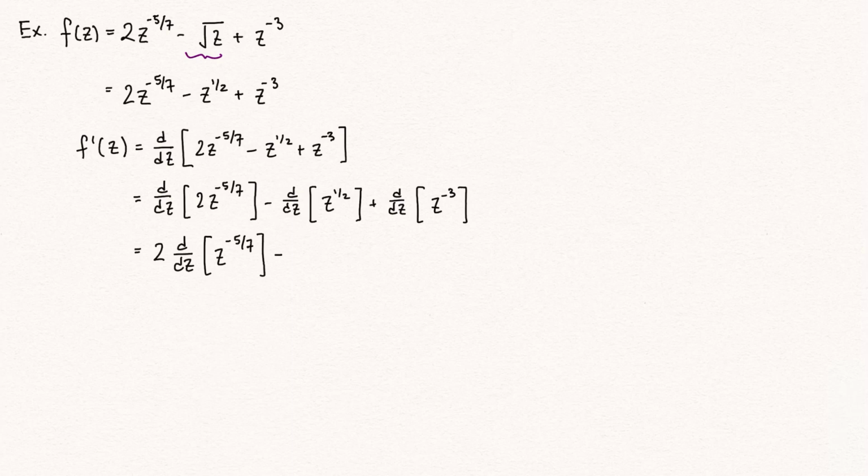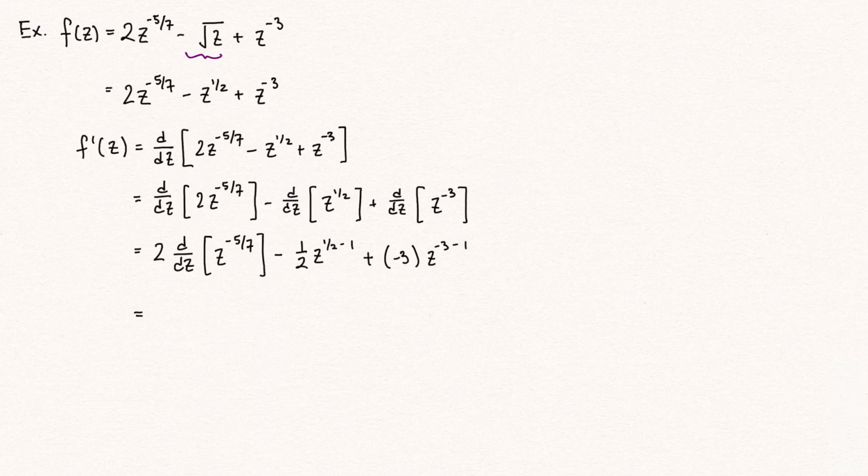So our second term will become 1/2 times z to the 1/2 minus 1. Okay. And then our third term, same thing. We can apply the power rule already, so let's go ahead and do that as well. So we get negative 3 times z to the negative 3 minus 1.